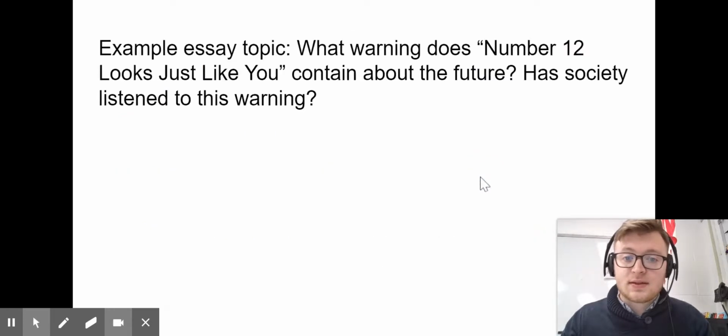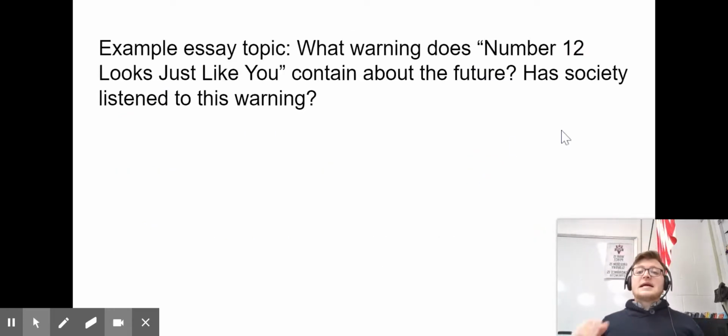Next. Okay, so here's an example of what this might look like if you're addressing an essay topic. This is about Number 12 Looks Just Like You, because it's something that we're all familiar with from the beginning of the year. What warning does Number 12 Looks Just Like You contain about the future? Okay, well, that's essay topic number 1. And then the essay topic question is also asking you to talk about how society has listened to this warning. So you've got two questions embedded into your topic question.